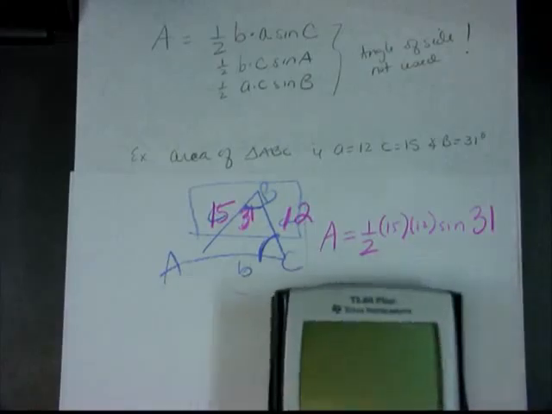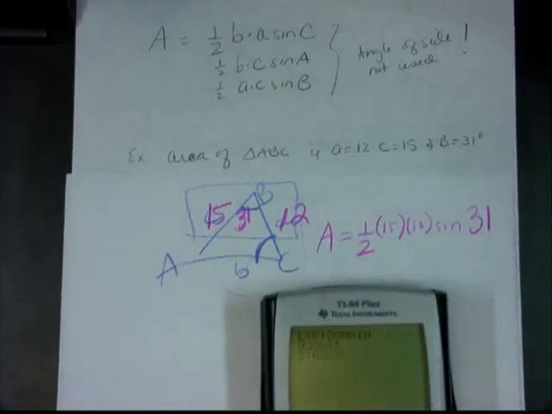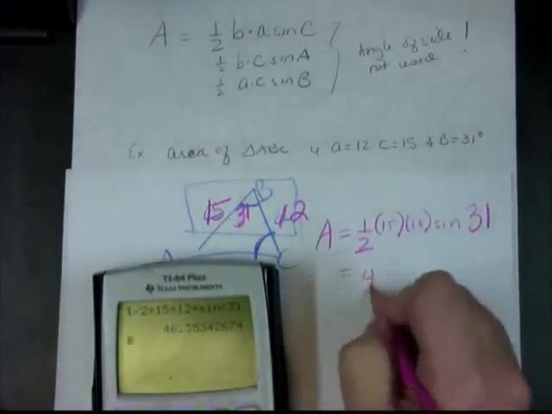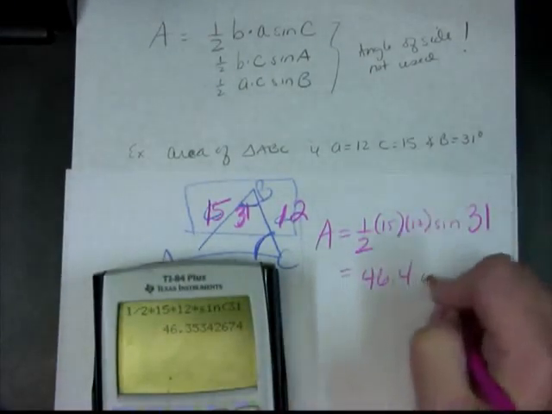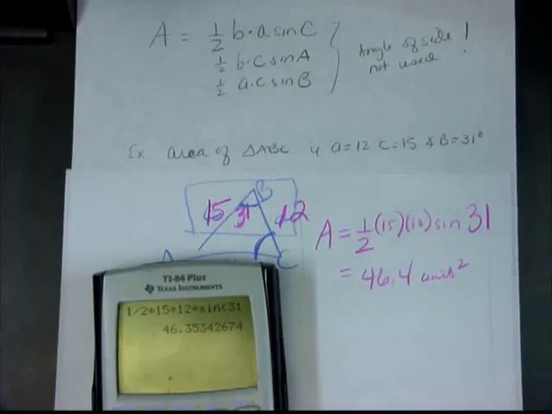And it's exactly that straightforward. Type it in your calculator. 1/2 times 15 times 12 times the sine of 31. There we get 46.4, whatever it is, units squared, because area is always square units. But that's it. That's your area formula. It is exactly that straightforward.